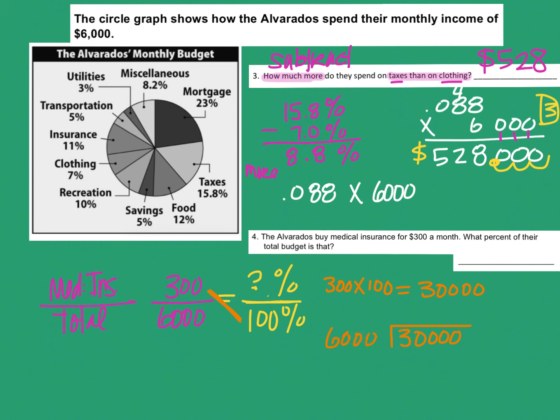Now, these are really big numbers, but they have stuff in common. I could take off 3 zeros there and take off 3 zeros there. Now, this is super easy. All I'm really doing is dividing 6 into 30. So 6 times something is 30. That's 5. 6 times 5 is exactly 30. So, boom, I'm finished. And my answer now would be 5%.